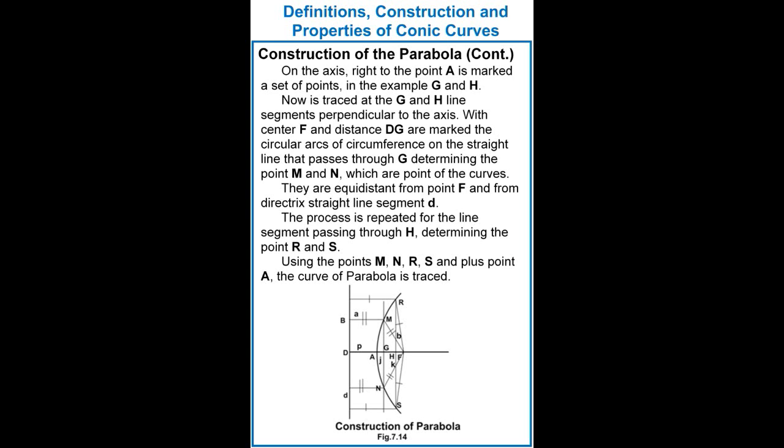The points M and N are equidistant from the point F and the straight line segment D, that is the directrix of the parabola. The process is repeated for the segment of a line that passes through H, determining the points R and S. Those points also respect the rule that the points of the curve must be equidistant from the focal point F and the directrix of the parabola D. Using points M, N, R, and S, and also the point A, the parabola curve is plotted.